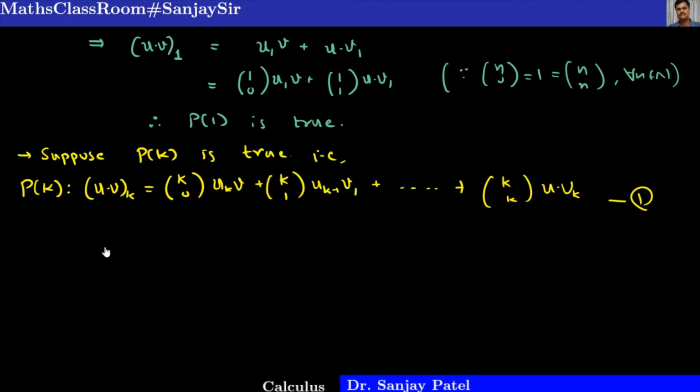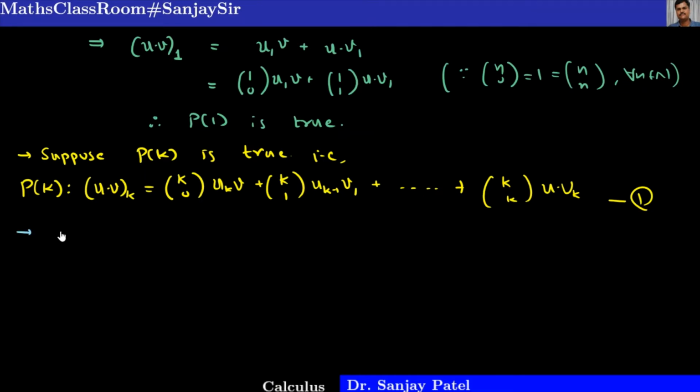Now our aim is to prove the Leibniz formula for k plus 1, meaning I want to find the (k+1)th order derivative of u into v. In result 1 we have the kth derivative of u into v. So if we differentiate this one more time, then we will get the next order derivative, that is the (k+1)th derivative of this left hand side. So let us differentiate with respect to x on both the sides.